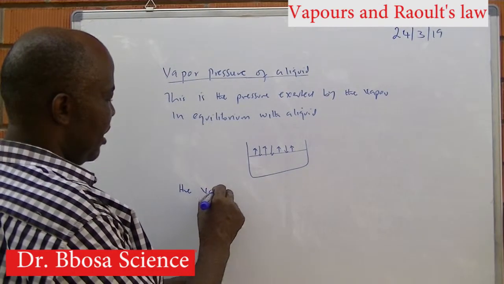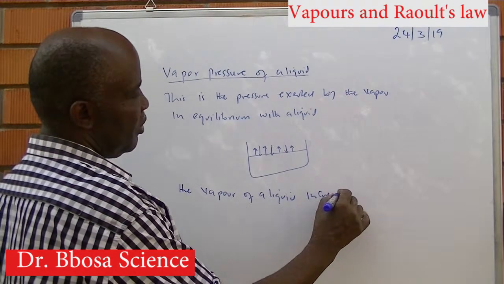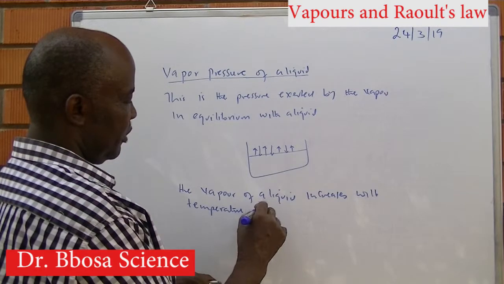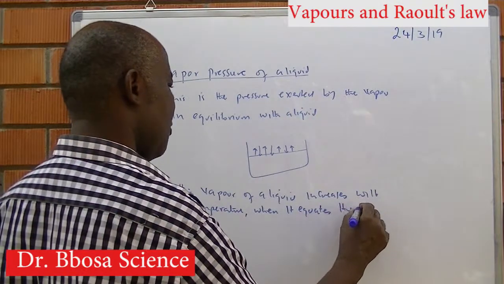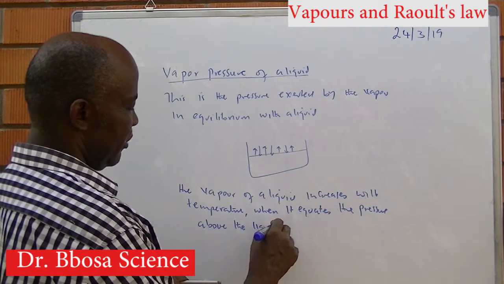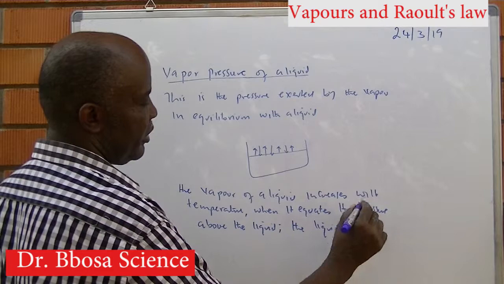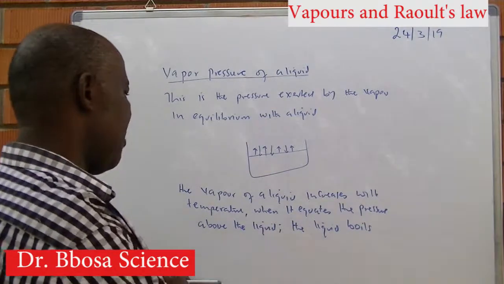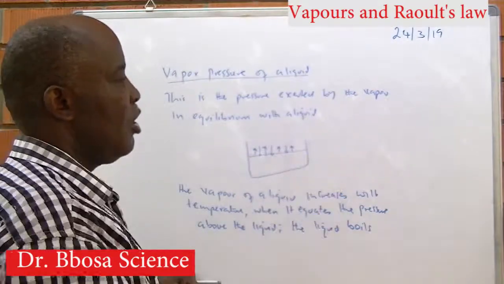The vapor pressure of a liquid increases with temperature, and when it equates the pressure above the liquid, or atmospheric pressure, the liquid boils. Boiling occurs through the whole liquid. Evaporation occurs only at the surface.